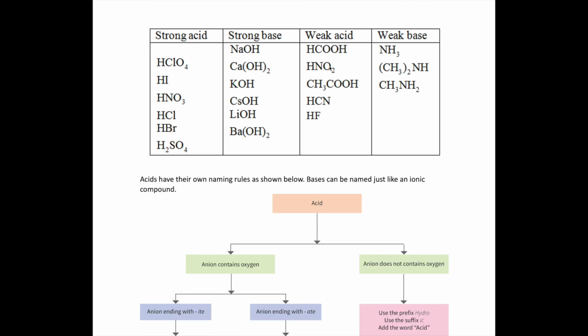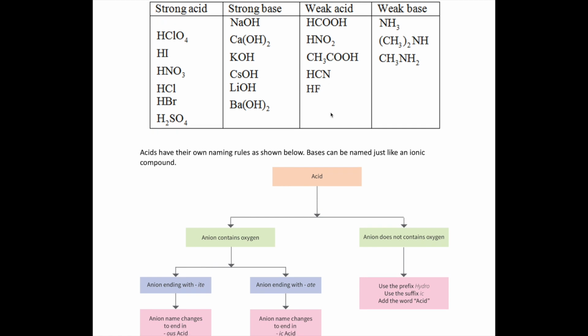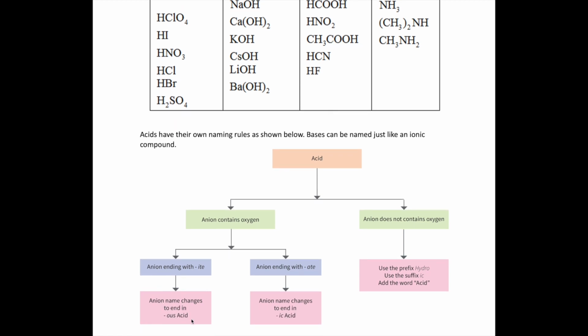I'll go to the weak acids here. Here's a no oxygen containing acid, HCN. The CN minus ion, the polyatomic ion, is actually called cyanide. So in this case, we would just say hydrocyanic acid. Here's one that has oxygen in it. In comparison to the earlier one, HNO3, this is HNO2, and we remember NO2 minus is nitrite. So therefore, this one would be called nitrous acid.